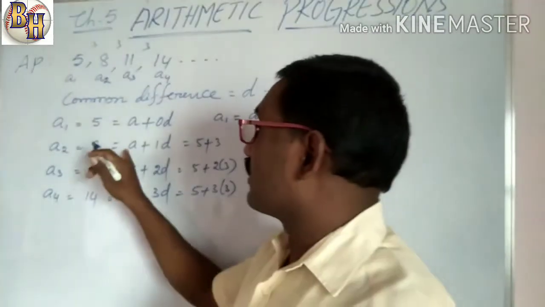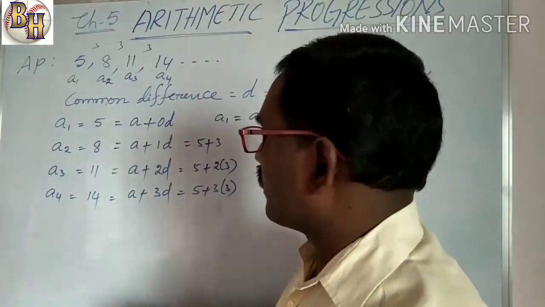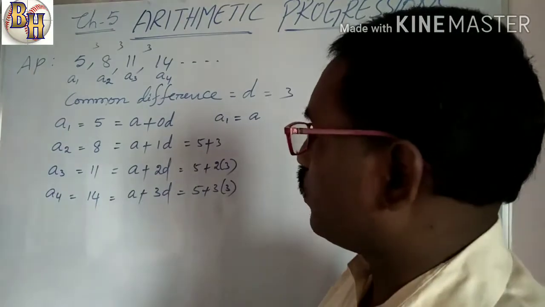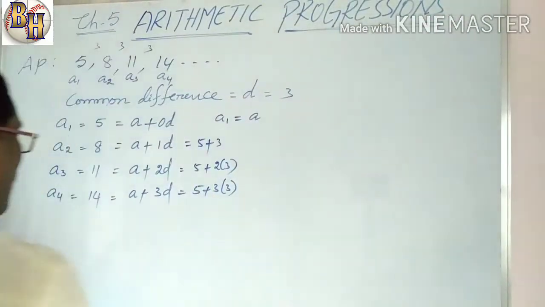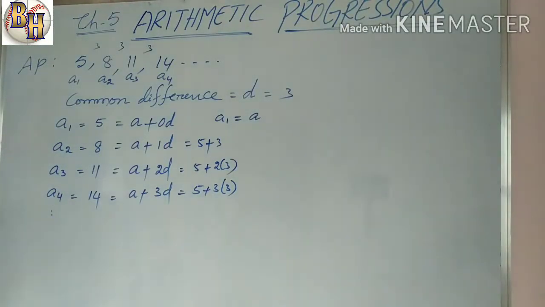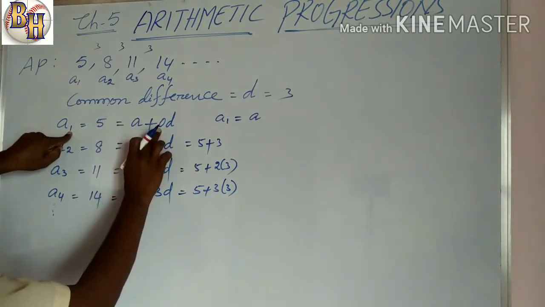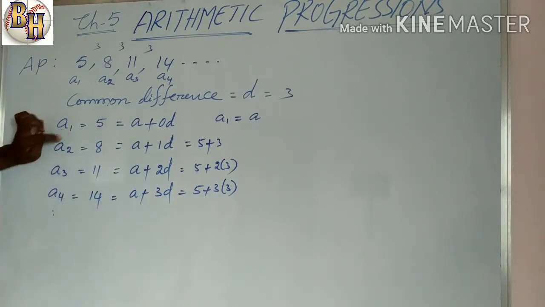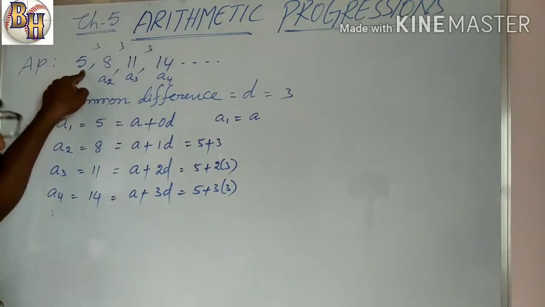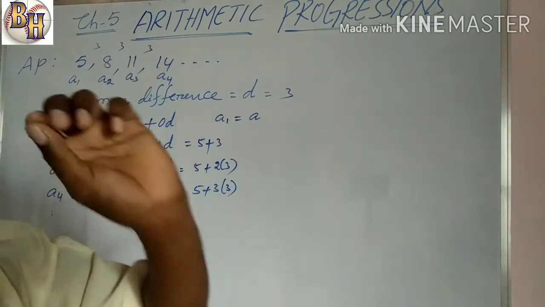Second term, how to write? A plus 1D, A plus the common difference. Third term, how to write? A plus 2D. Fourth term, A plus 3D. So what do you understand about this pattern? Observe, first term means this term number. 1, 2, 3, 4 are the term numbers. This is term number 1, this is term number 2, term number 3, term number 4.